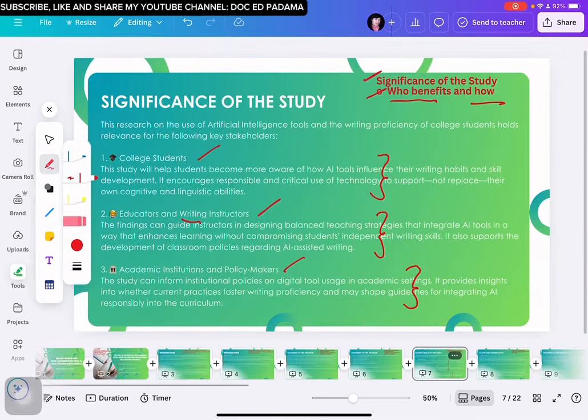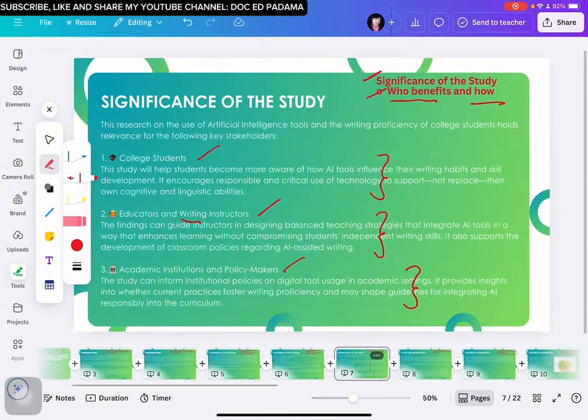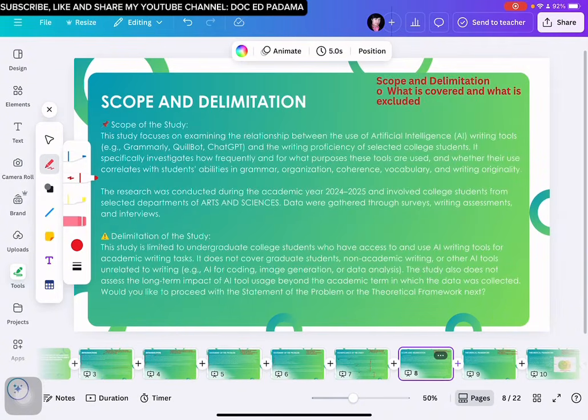Moving on to the next content of your slide presentation. This is slide number 8. As you can see, the content should be the scope and delimitation of the study. And what should this contain? It should discuss what is covered and what is excluded, the scope and delimitation of the study.